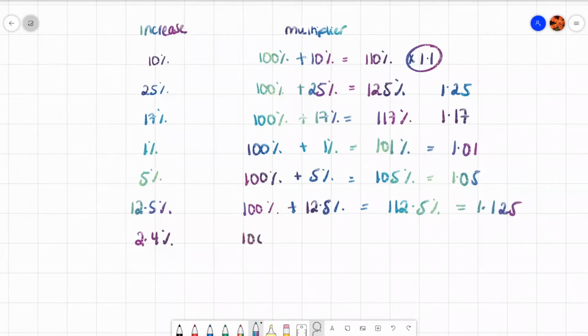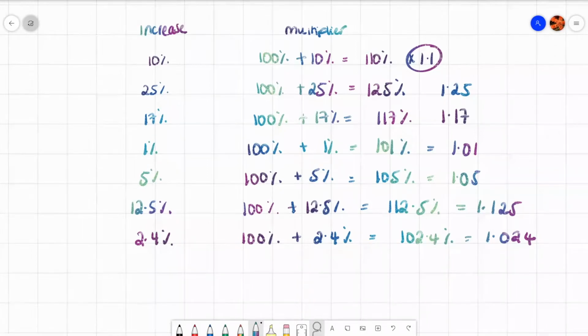Next one, 100% add 2.4%. That would give you 102.4%. Work that out as a decimal, 1.024. So you would multiply your number by 1.024 if you were going to increase your number by that.